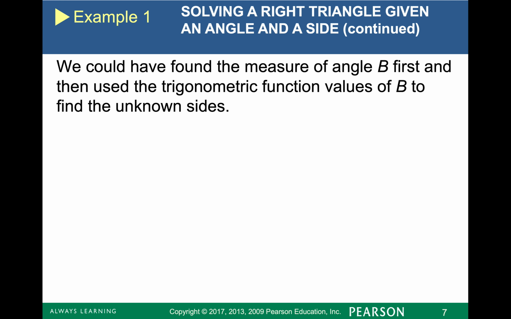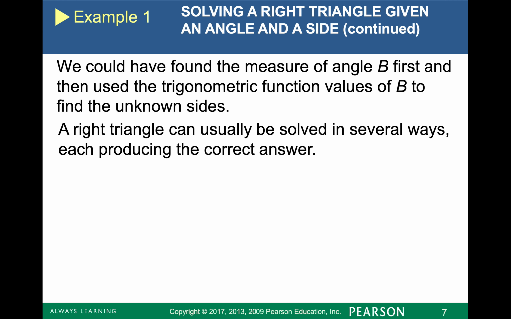We could have found the measure of angle B first. It doesn't matter the order that you go in to solve, as long as you find all three angles, all three sides. It can also be solved several ways. So sometimes you might want to find one with a trig function and then do the Pythagorean theorem.